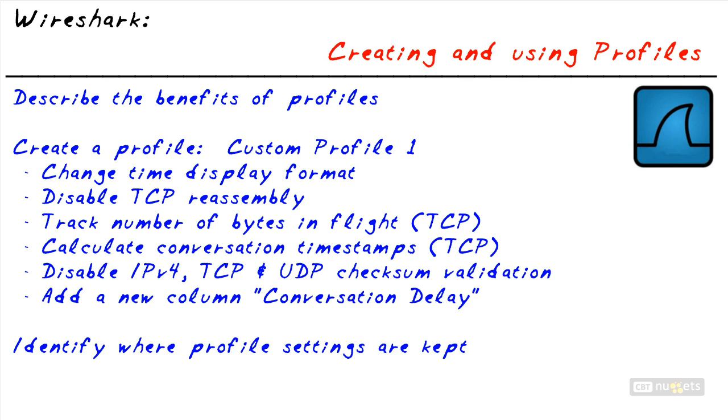Where is the delay? Is it at the client, at the server? Is it the network in between? And we might be using Wireshark to identify a whole different set of problems.